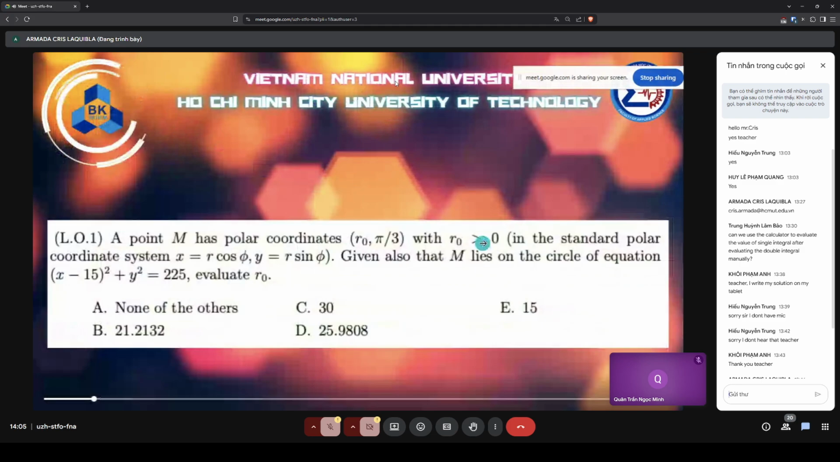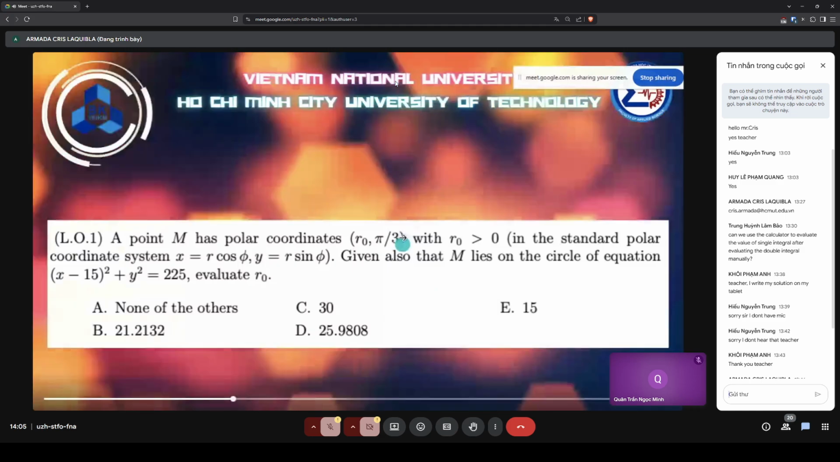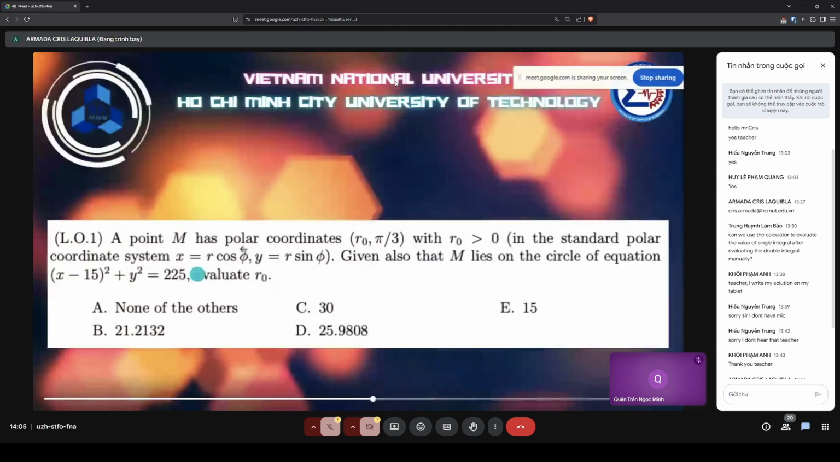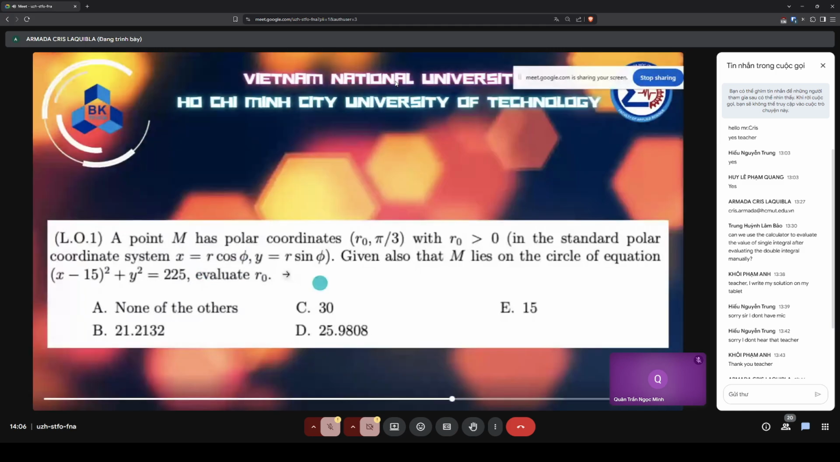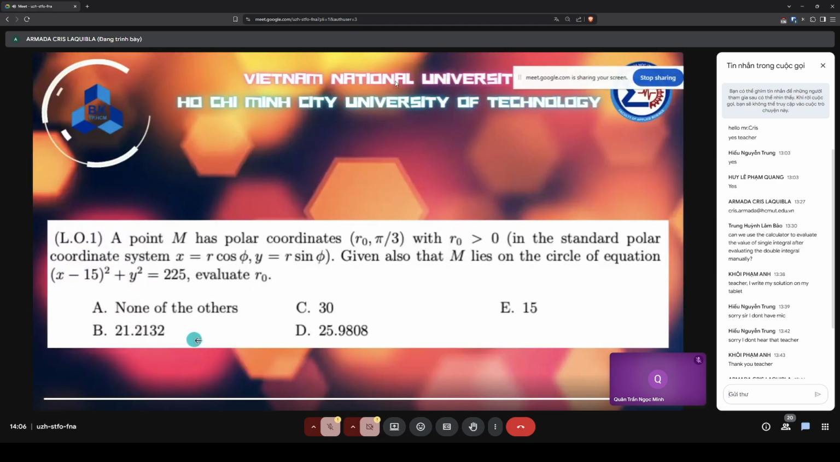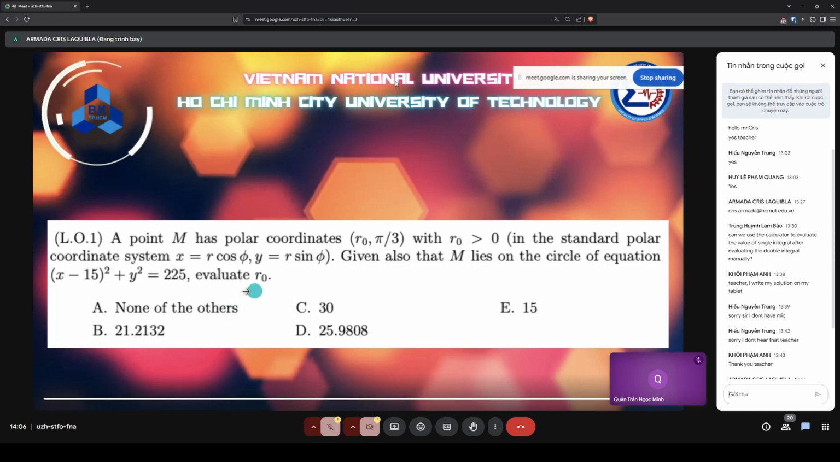Okay, next. How about this one? A point M has polar coordinates r sub o, pi over 3, with r sub o greater than 0. In the standard polar coordinate system, x is equal to r cosine of phi, y is equal to r sine phi. Given also that M lies on the circle of equation x minus 15 squared plus y squared is equal to 225. Evaluate r sub o. When you say evaluate r sub o, class, you solve the value of the r sub o there.